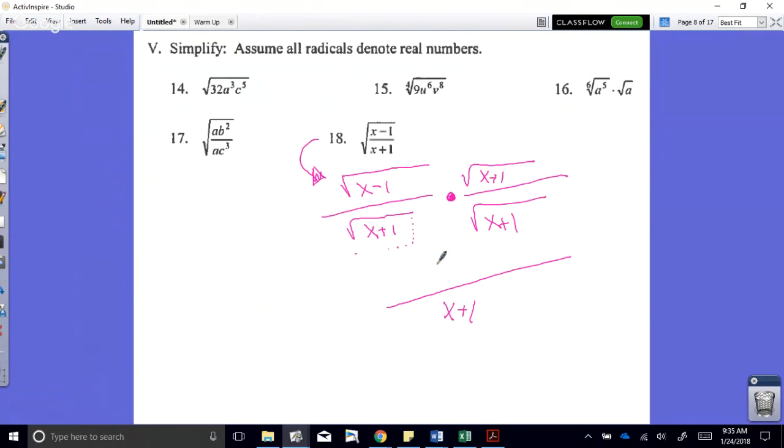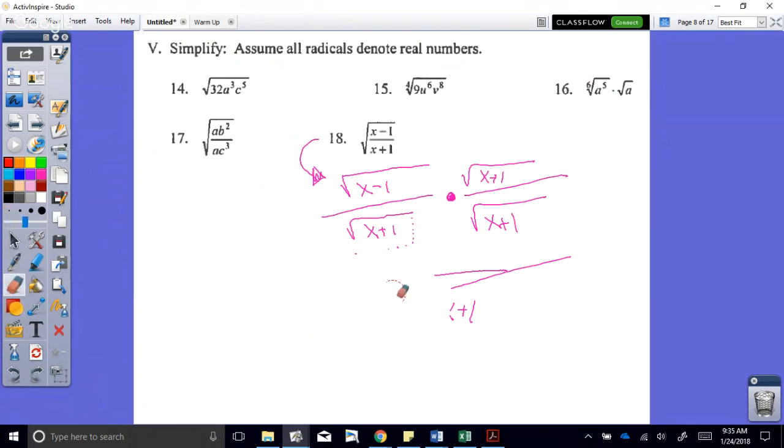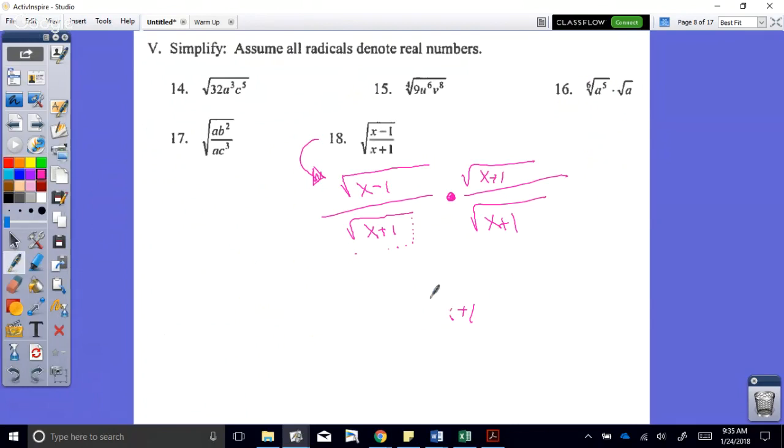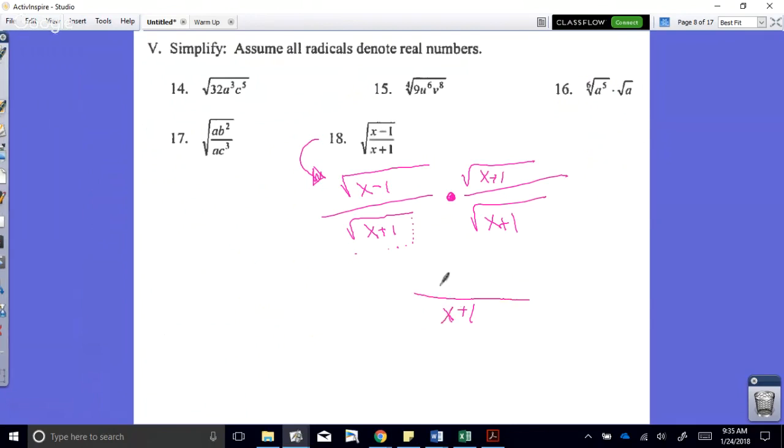So once I do this, I end up with the square root of x minus 1 times x plus 1. I don't know what is wrong with my line here. Hold on. So all I have to do is multiply this out. Now, if you notice that these are conjugates, you can use our multiplication shortcut. First times first, so we've got x squared minus last times last, which is 1, all over x plus 1.